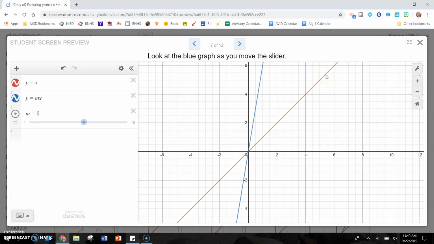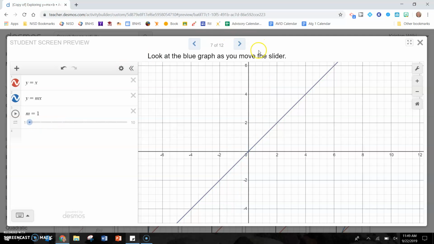Okay, so sometimes when we talk about the slope of a line, we're really just wanting to know the steepness of the line. In this case, because it's a positive 6, it is steeper than our basic y equals x line. So as I get closer to 10, it gets steeper and steeper and steeper. So as m gets bigger, greater than 1 I should say, our line gets steeper.